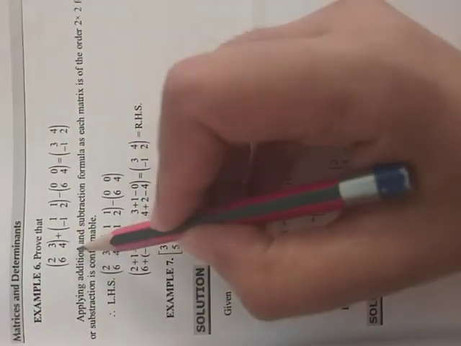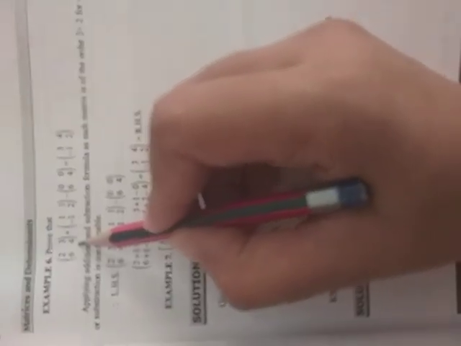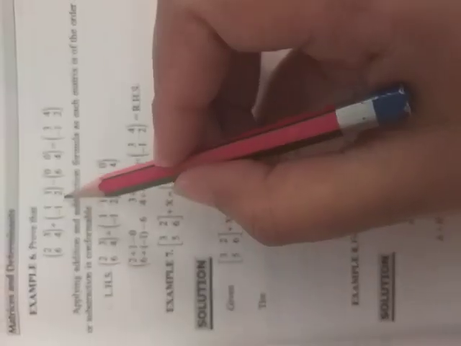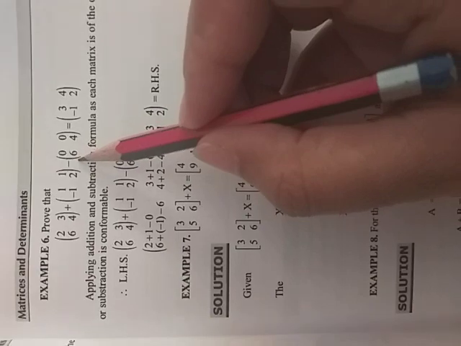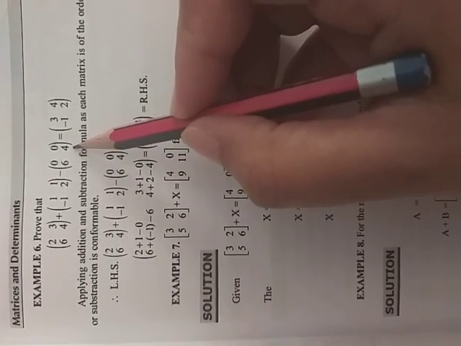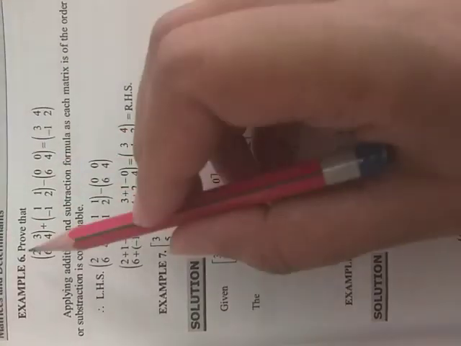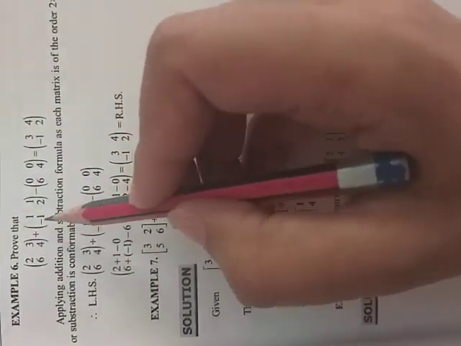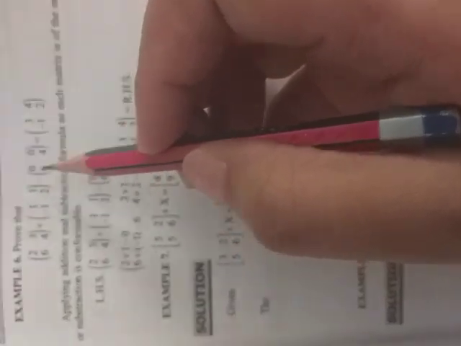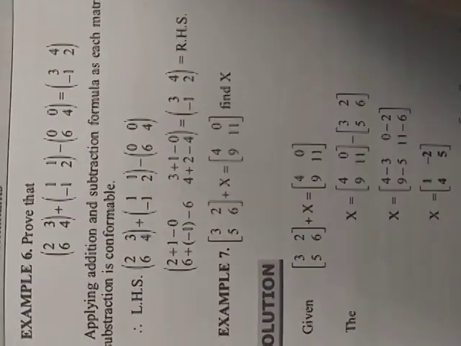Now next is example number 6. So this is one matrix plus this is another matrix minus this is another matrix. So order is clearly same. What you have to do? You have to prove that this is equal to this. Okay. So what you will do? You will simply add or subtract the corresponding elements according to the given operation.